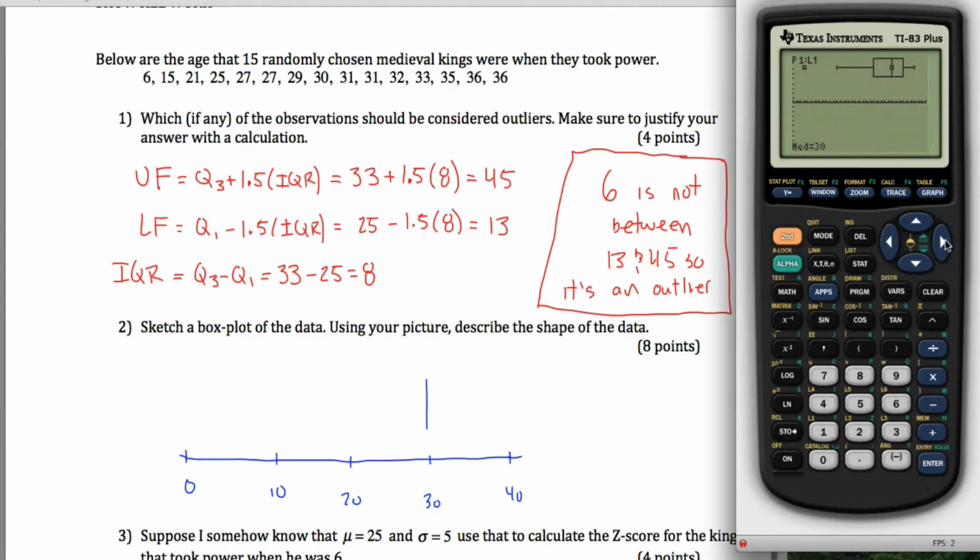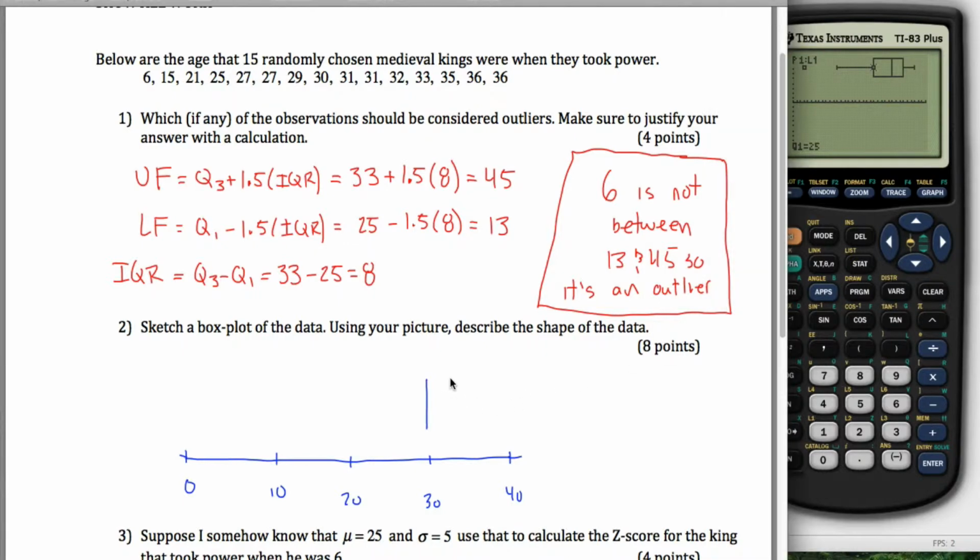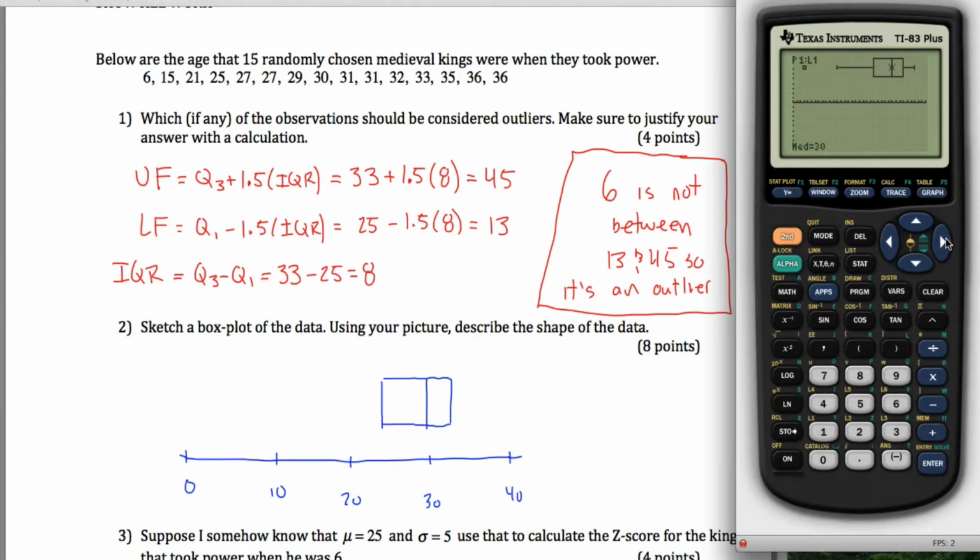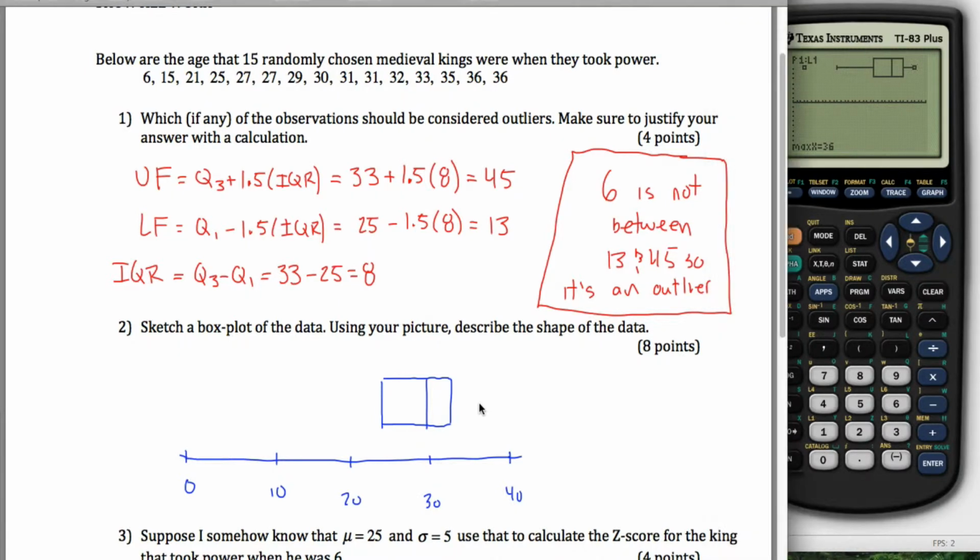My first and third quartiles, I already figured those out. They were 33 and 25. So there's 33, I guess, and there's 25, approximately. That kind of creates the middle box part. And then my largest observation that was not an outlier was 36. So I guess that's somewhere in here.